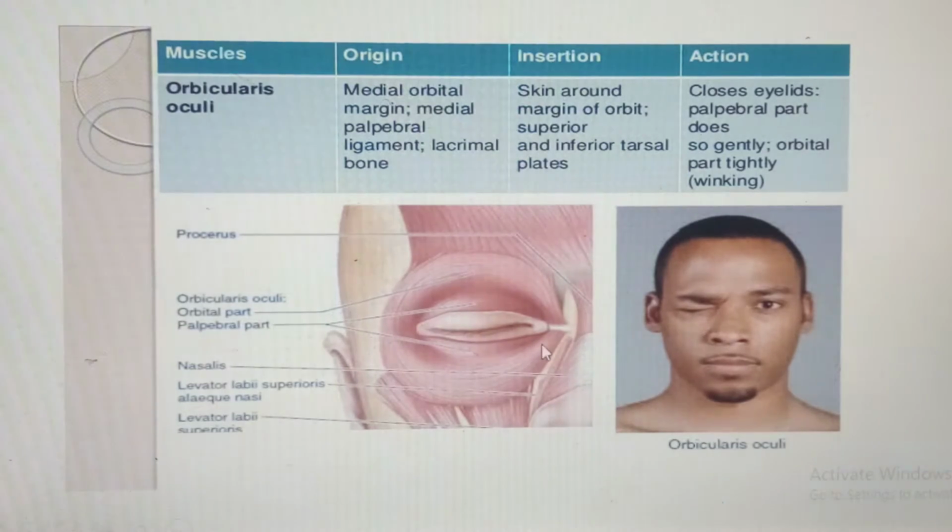Now that portion which is very close to the medial wall of the orbit, where the lacrimal bones are, part of what we call the palpebral part will be called the lacrimal part. Okay, so that is what we have.